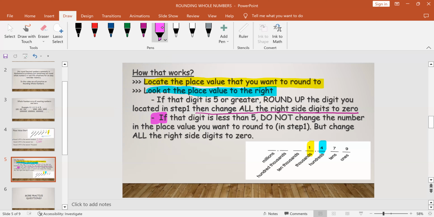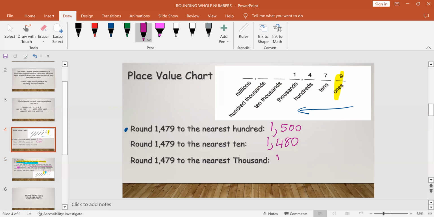That means we will not change the yellow. So the yellow value, which is 1, will stay. But what do we do? Change all the right side digits to 0. So the 4 changes to 0, 0, 0. So we have 1,000. The answer to this question is 1,000. It means that if we round 1,479 to the nearest 1,000, the answer will be 1,000.